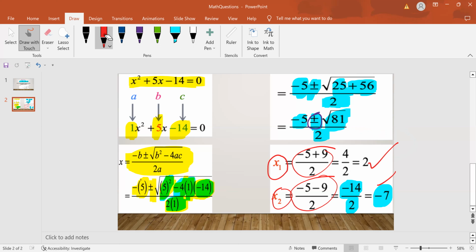Okay, I will explain this again in another video with a different question, to see the tricky part of the quadratic formula.